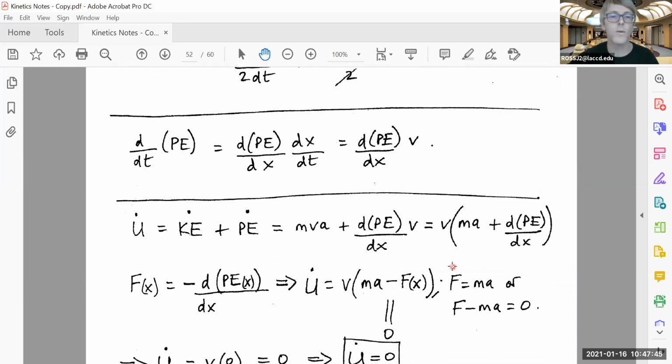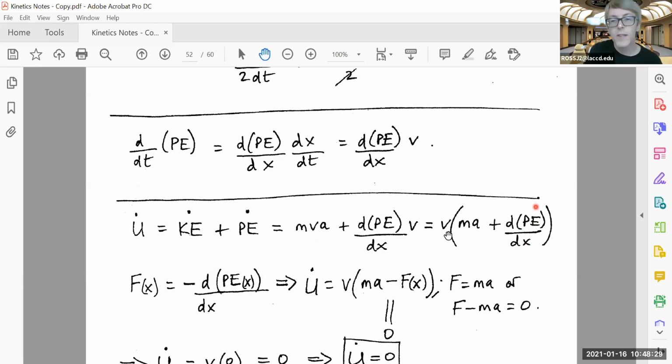Okay, so far we've said that our statement was that the total change in energy per unit time is the sum of these two changes in energy per unit time, which must be 0. Well, we know that kinetic energy changing with time is mva, mass, velocity, acceleration. And we've just seen that the change in potential energy per unit time is the change in potential energy per unit location multiplied by velocity. We notice that both terms have velocity in common, so we can factor out velocity, and we get ma from the kinetic energy term and dPE/dx from the potential energy term.